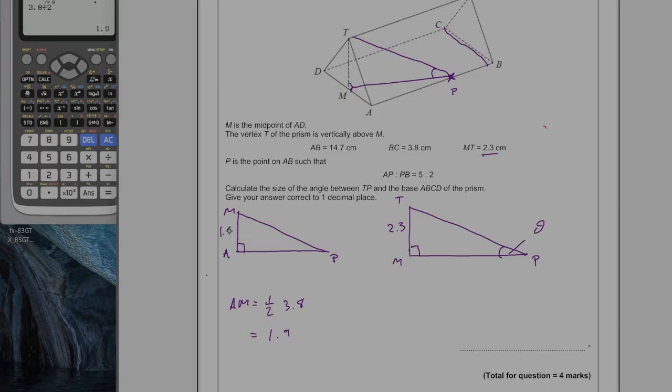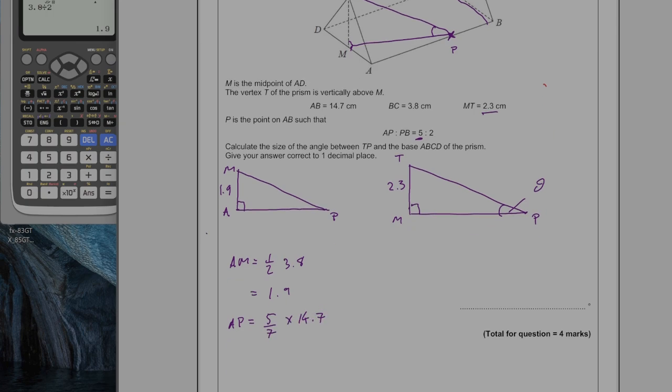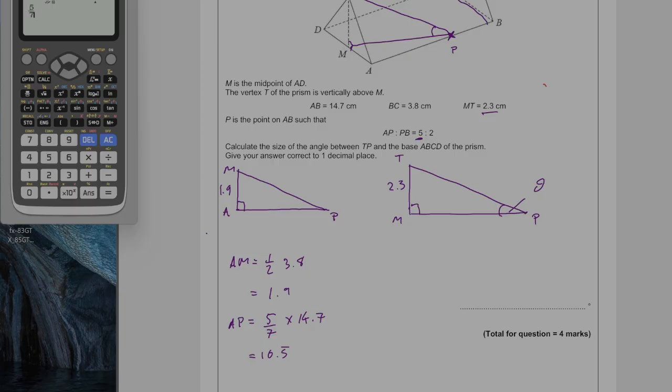That makes this 1.9. We can also work out AP. So AP is going to be equal to 5/7 of 14.7. 1/7 of that would be 2.1, so we're looking at 10.5. Again, we'll double check that: 5/7 times 14.7 gives us 10.5.